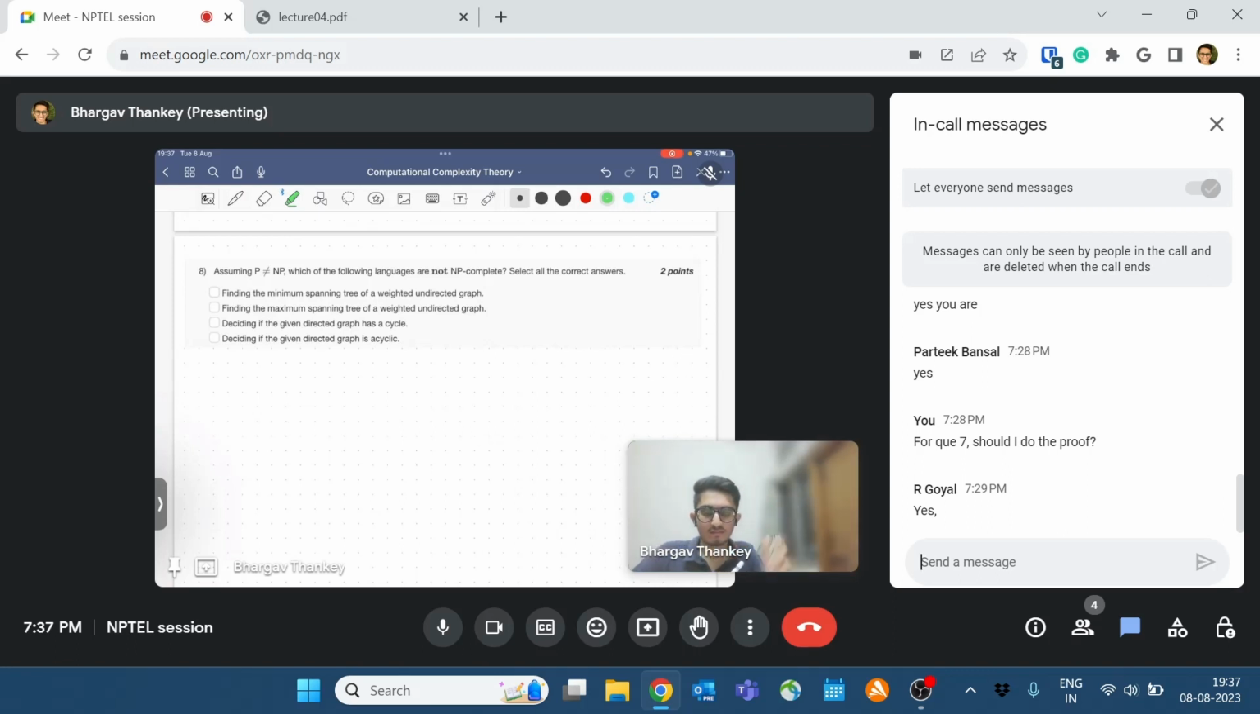So if P is not equal to NP, then the first problem, the minimum spanning tree, which is of P class, won't be the same as the NP class. Because minimum spanning tree is in P, and if minimum spanning tree were NP complete, then that would mean that P equals NP, right? Yes, so A is true. What about B?